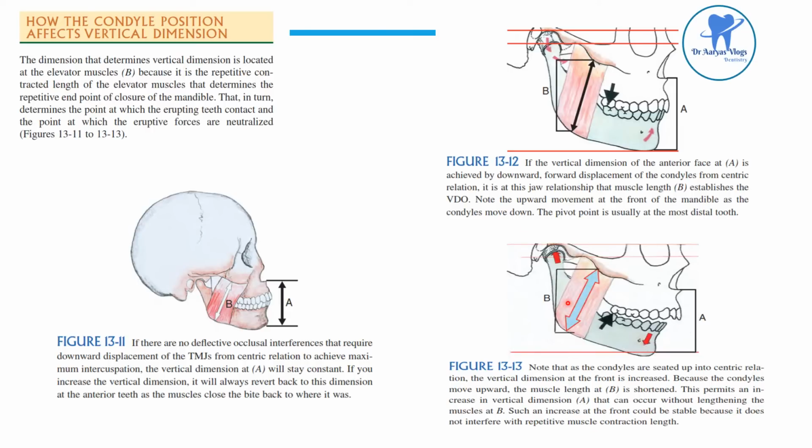This permits an increase in the vertical dimension, which occurs without lengthening the muscles at B. Such an increase at the front could be stable because it does not interfere with the repetitive muscle contraction length. Hence it is the condyle position which affects the vertical dimension.